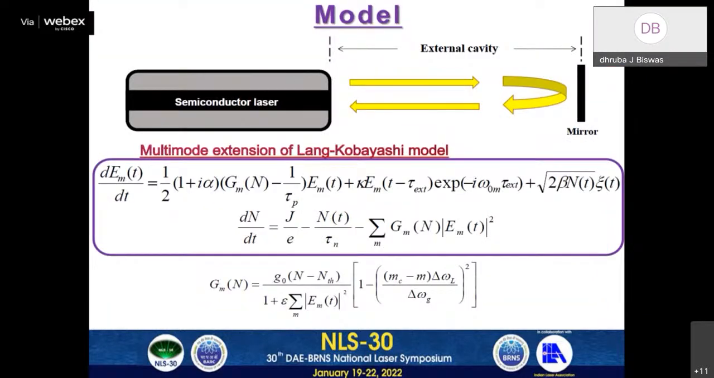So this is the system under investigation. A fraction of the light from the semiconductor laser is fed back from an external mirror. There is the external cavity. We are using the famous Lang-Kobayashi model for the simulation, actually the multimode extension of the Lang-Kobayashi model. These are the two rate equations which govern our study.